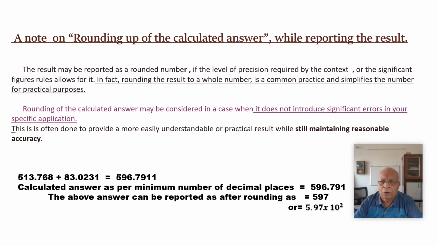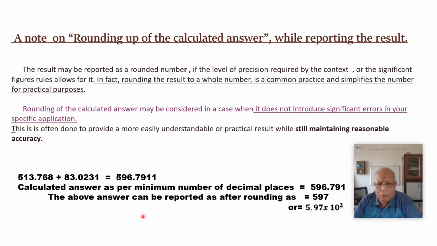We shall go into it. Now, a note on rounding up. Here is the case. Suppose you are adding 513.768 plus 83.0231. It gives the value as 596.7911. So, here, how many digits are there in the decimal place? 3 digits. Minimum 3 here and 4 here. So, you have to retain 3 digits over here. 596.791 is the answer without rounding up.